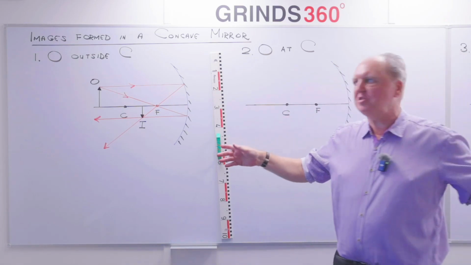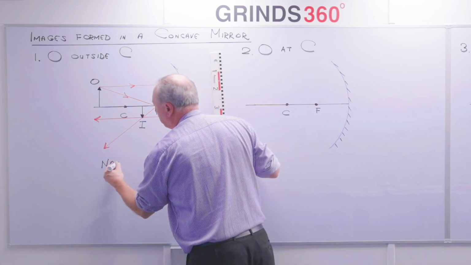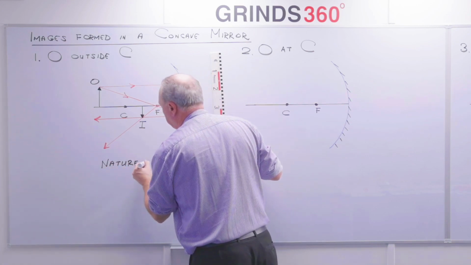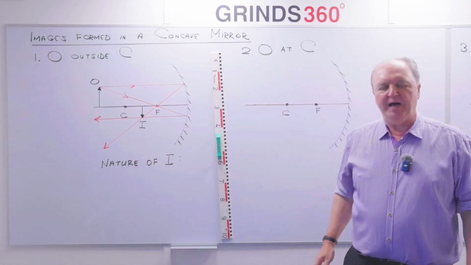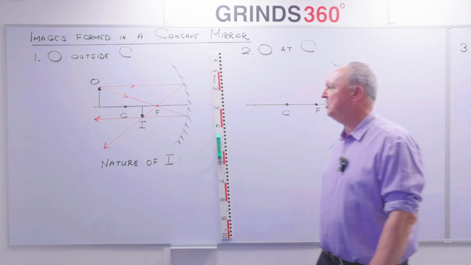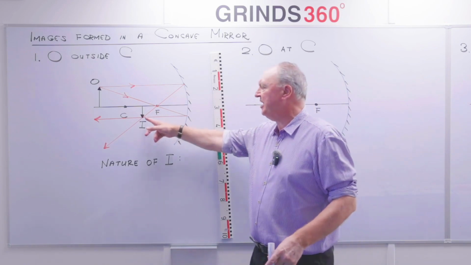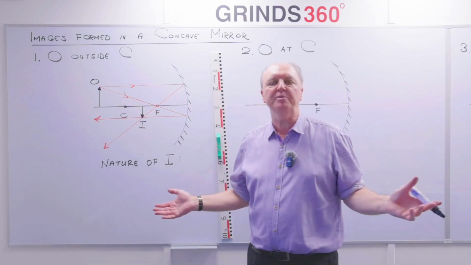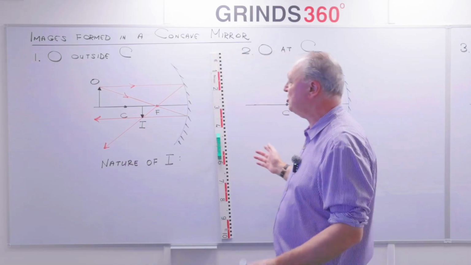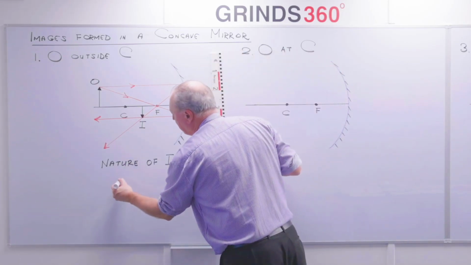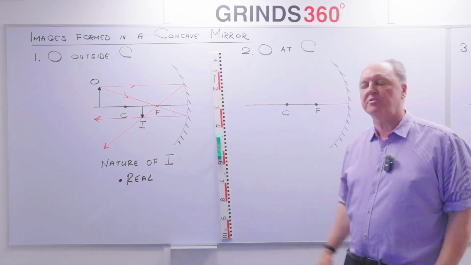What are the properties of that image? The properties of the image are called the nature of the image. The nature of I. Well, the first thing is, this will be a real image. And how do I know it's a real image? Because the rays of light actually meet. We did a virtual image before where the rays of light only appear to meet. We had to work them backwards. Here they actually meet. So the first thing I can say about the nature of my image is it's a real image. Real images can be formed on screens.